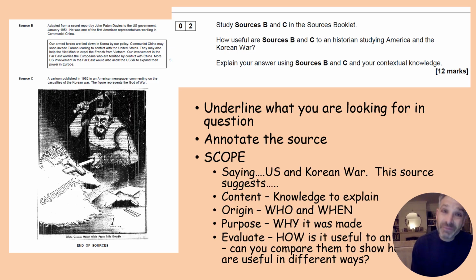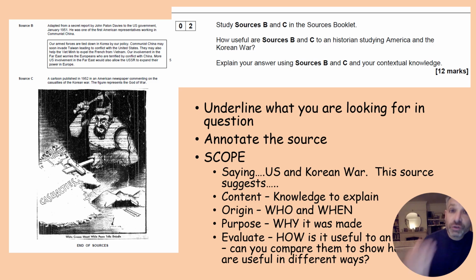And I have a system for this, which my students will know, which is SCOPE. And hopefully that stays in your mind, because I want you to think of it like a scope on a gun, focusing in on how to answer the question. So my system is this. What's it saying? What is each source saying about the US and the Korean War? I would do each one in turn, by the way. I'd say this one says this.